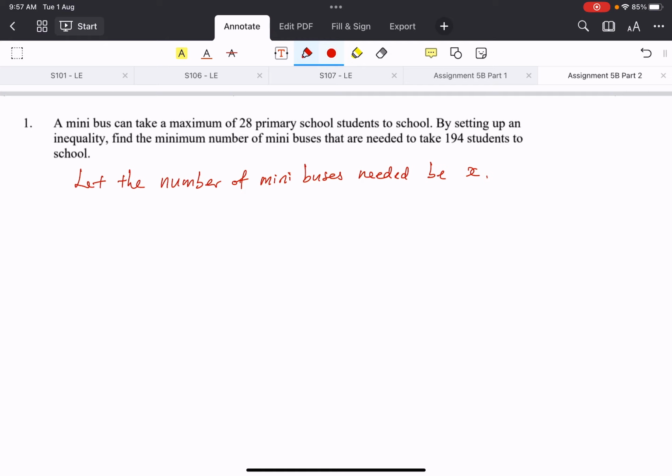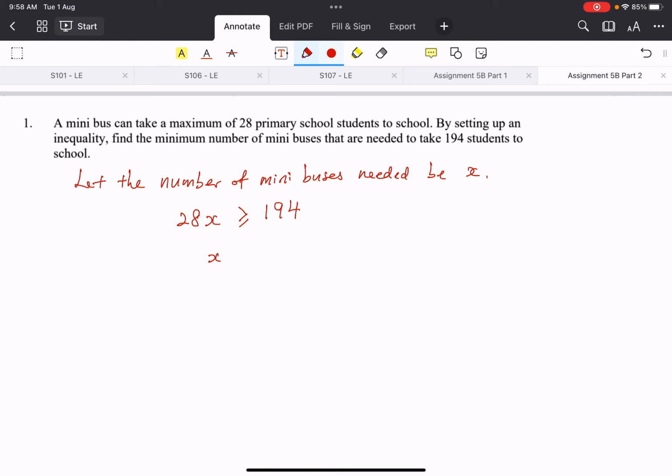The minibus can take a maximum of 28 primary school students, so the total number of students being ferried will be 28 times x, 28 students times x number of buses. This number needs to be greater than 194 because that's the total number of students we need. Can it be equal? Yes, it can be equal. That means there's no more vacancy. So it's greater than or equal to 194.